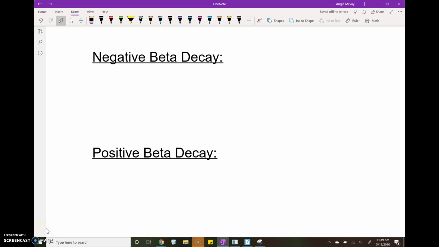All right, let's talk about beta decay. So remember, there are two different types that you probably noticed in the simulation. Negative beta, which is an electron, and positive beta, which is a positron. It's got the same mass and the same charge as an electron, but its charge is positive. It's actually an electron's antiparticle.